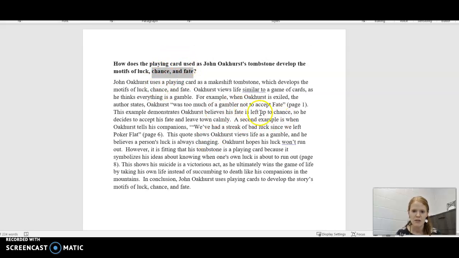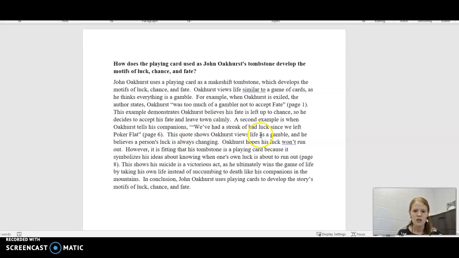Now, this response really ties back to chance and fate, right? It talks about how he believes his fate is left up to chance, so he accepts his fate, okay? So that's how I sort of clearly tie that back to my answer. A second example is when Oakhurst tells his companions, we've had a streak of bad luck since we left Poker Flat. That was on page 6.